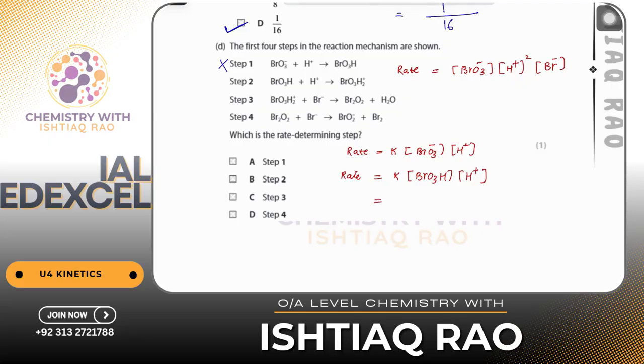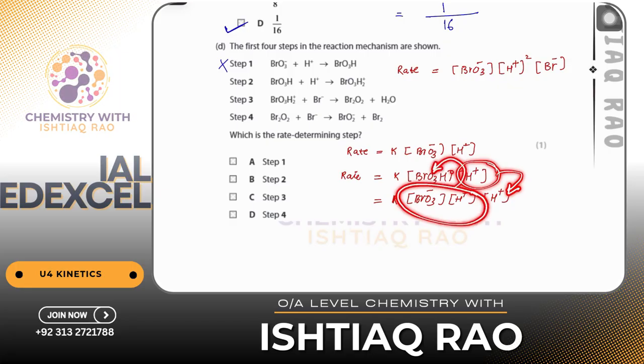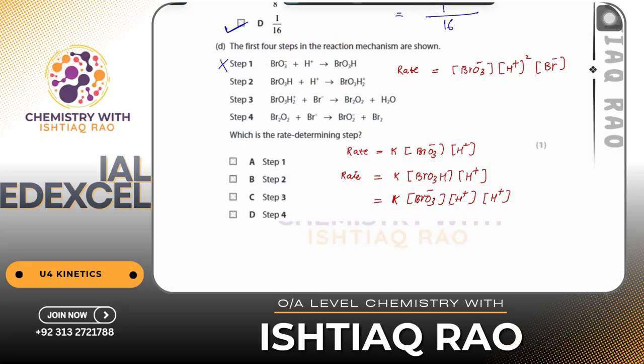So I'm supposed to replace it with BrO3 negative and H positive, and this H positive is the same as this one. I did this replacement of BrO3H just after looking at these two equations. Then I have found the overall rate equation, that is supposed to be this one. Can you match this with the given rate equation? No. So this is also wrong.